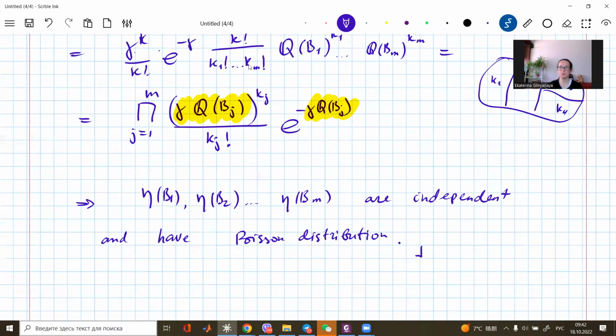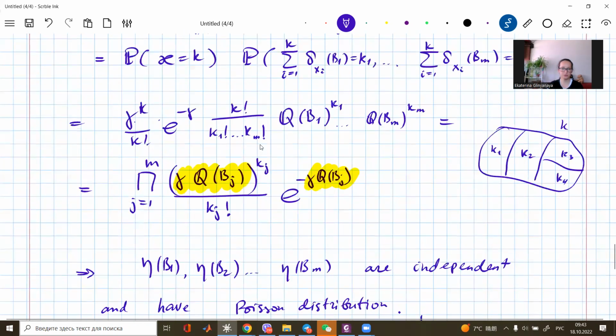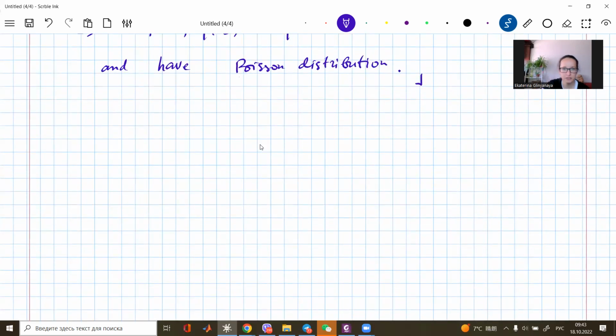Okay, so this proves the statement that shows us that we can produce a Poisson process with measure of the form here, just a number times a probability distribution. But in the definition, we gave the definition for a sigma-finite measure. So now we need to understand how we can produce a Poisson process with sigma-finite intensity measure. And for this, we need to prove some additional statements.